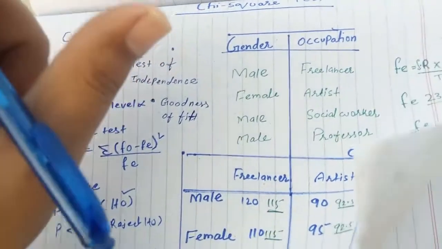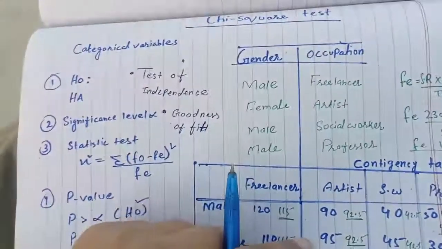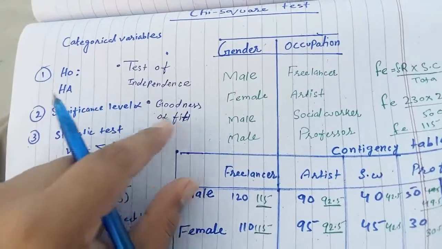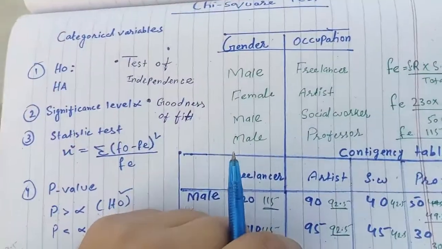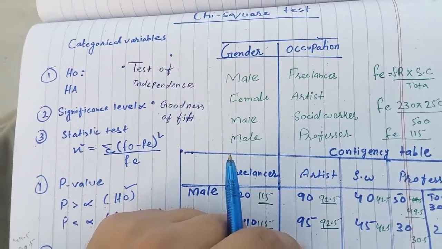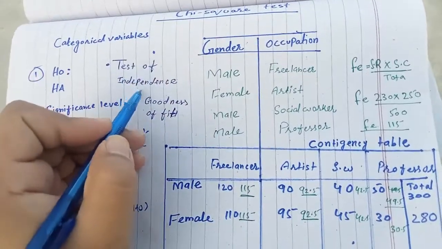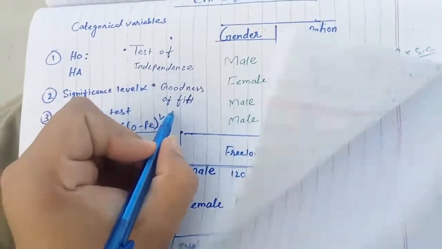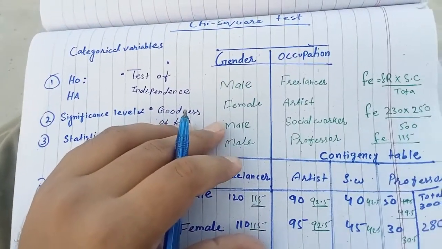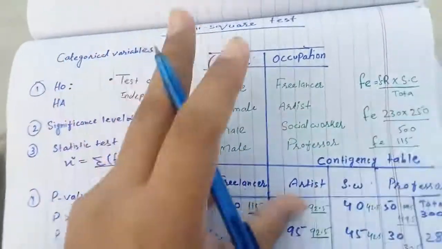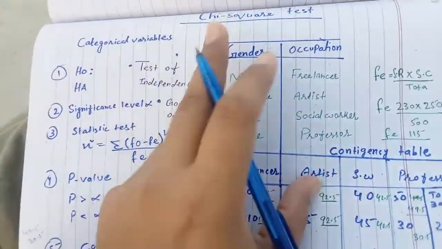Fit means how the sample fits in the population distribution. That is why it is called goodness of fit: how well the sample fits in the population distribution. And there are two applications of the chi-square test. One is the test of independence and the second is the goodness of fit. But in most cases in data science or statistics we use it to test the dependency of variables on each other, whether there is a relation or not.